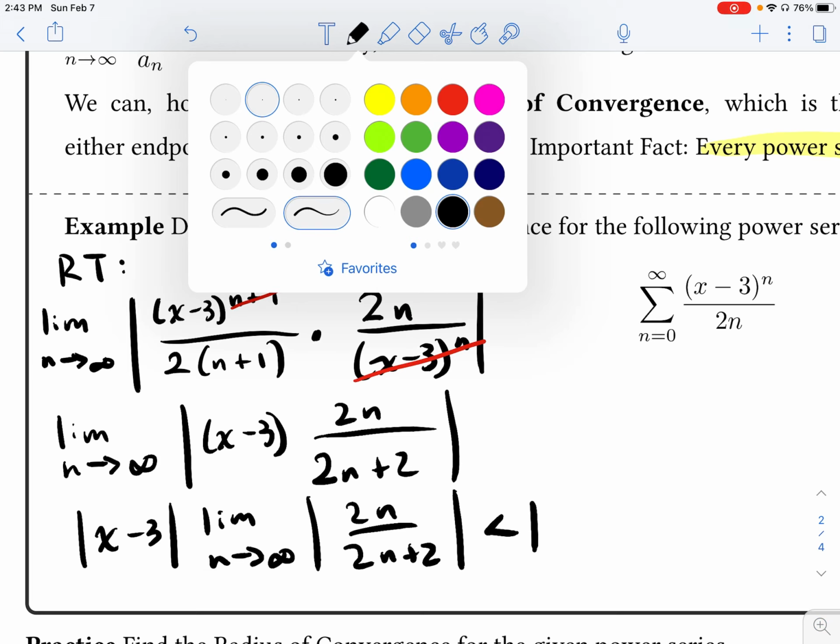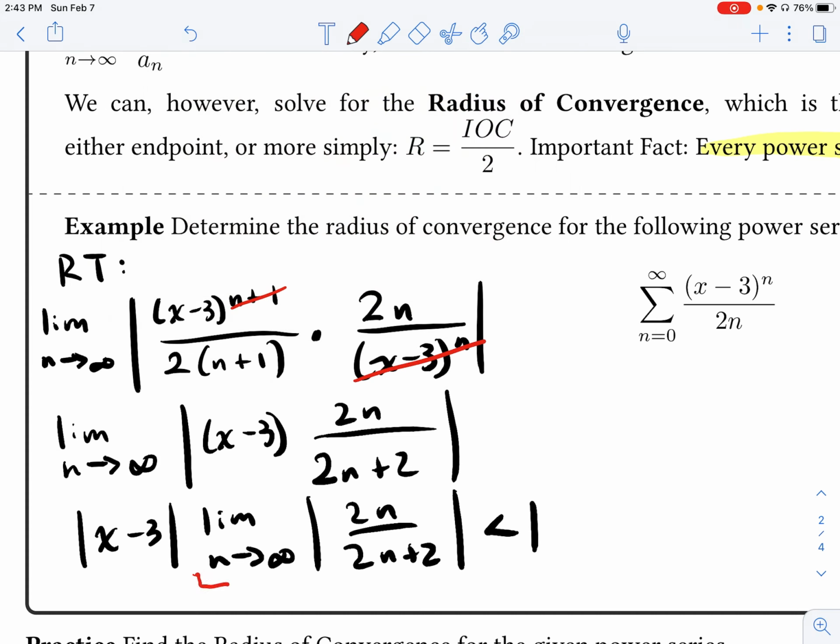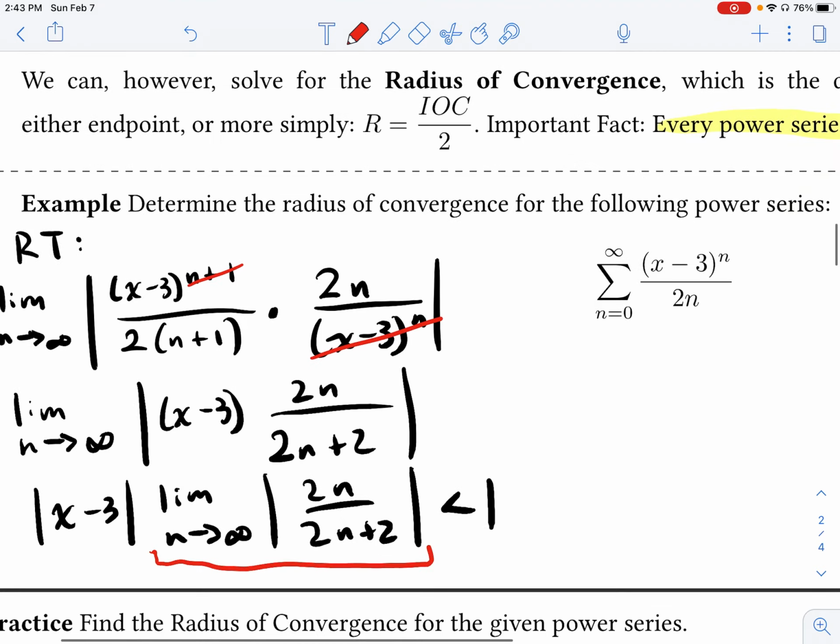Well, just by cleaning this up a little bit, we know that all of this is going to be equal to 1. The limit of that ratio there is equal to 1. So what that allows us to do is now write this as the absolute value of x minus 3 is less than 1.